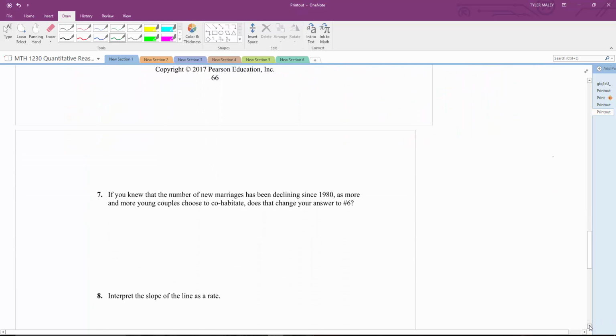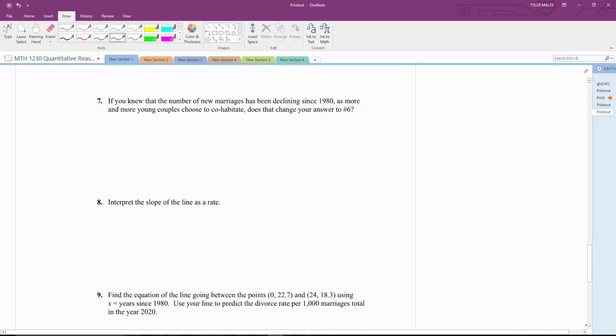So number 7. It says, if you knew the number of new marriages has been declining since 1980, as more and more young couples chose to cohabitate, does that change your answer to number 6? So in a divorce rate, right, we would compare divorces to marriages, right? So marriages are on the denominator, divorces are in the numerator, right?